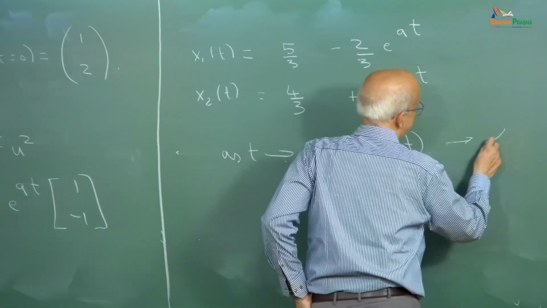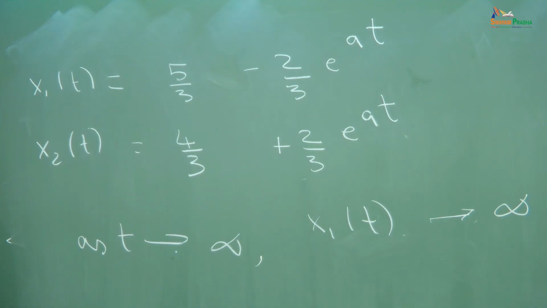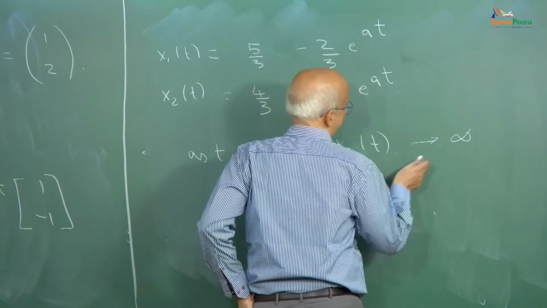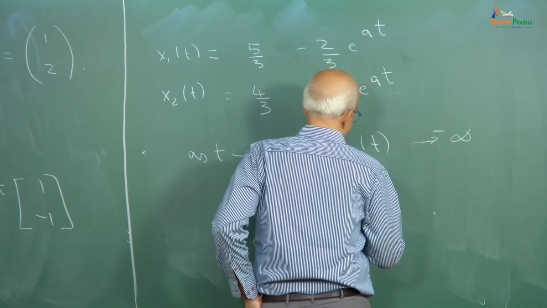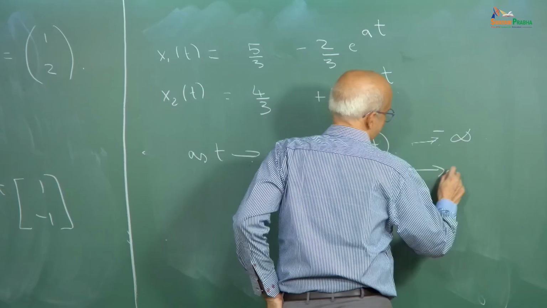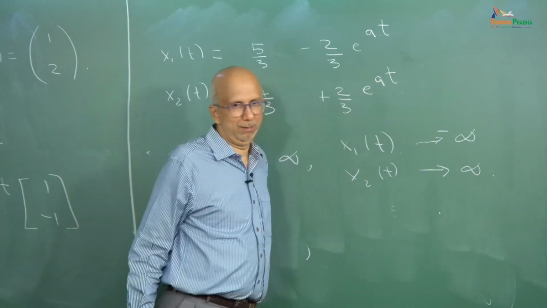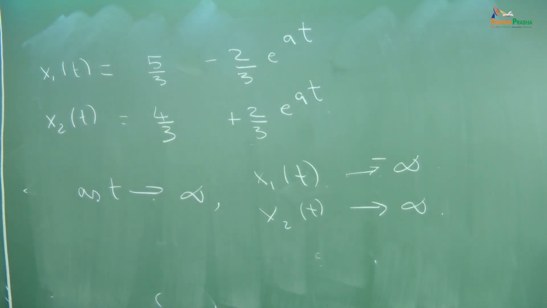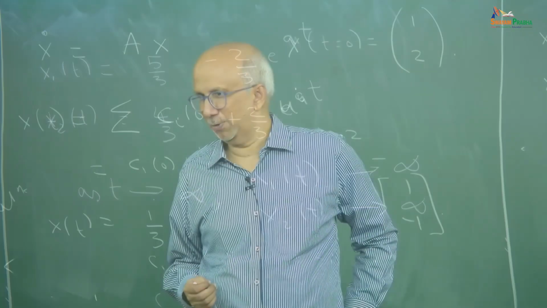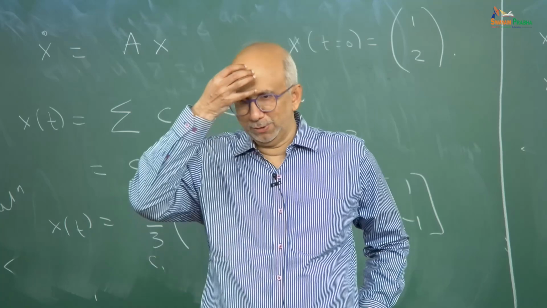It also goes to infinity. Okay? x2 of t, go to minus infinity, x2 of t is going to plus infinity. So this will be great, no? I mean, if you have a reactor where you have an infinite amount of products formed, you don't have to do anything.